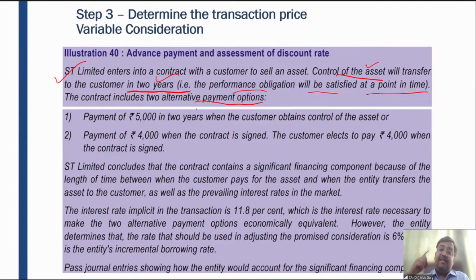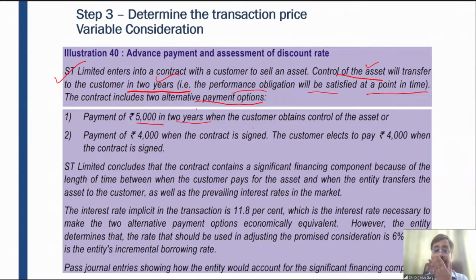So the performance obligation is going to be satisfied after 2 years. And what is the definition of significant financing component? It is the difference between the consideration received and the goods and services transferred, basically if the time period is more than 1 year. And what is the value of the significant financing component? The value will be the difference between the price of the goods and services transferred today versus the actual consideration we are receiving. Are you getting me?